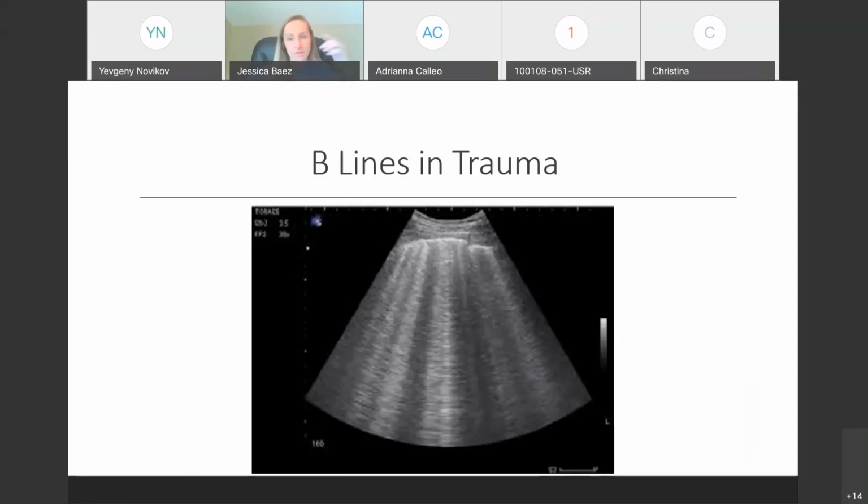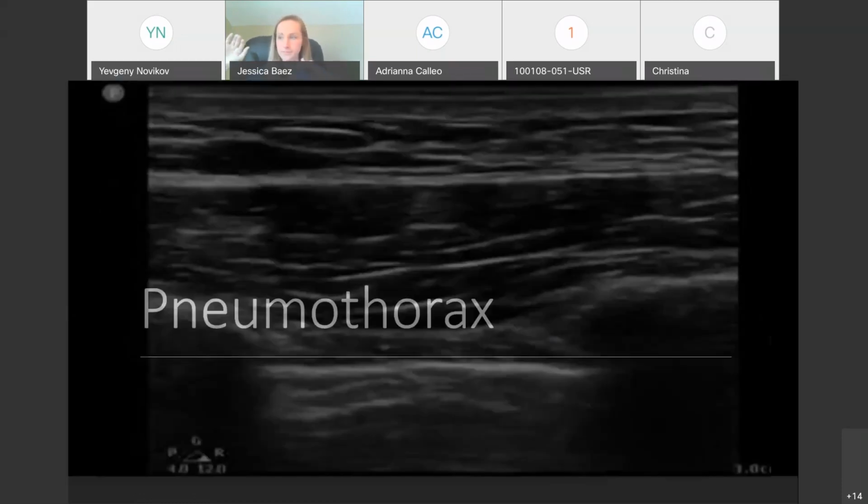One last comment on B-lines. You can actually see them in trauma as well, and that usually suggests a pulmonary contusion. So again, they're not always strictly pathologic for pulmonary edema, they just suggest fluid in the lung tissue. And so the distribution of B-lines is the most important component with that. All right, moving on to pneumothorax.